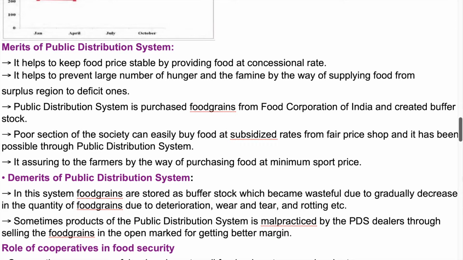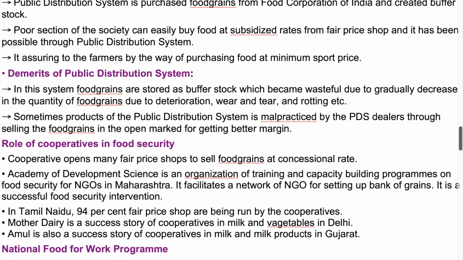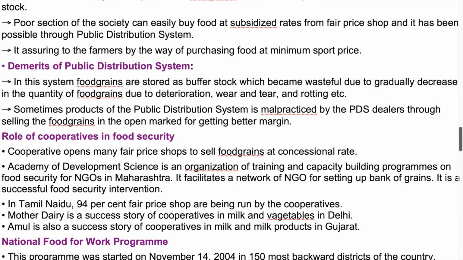Demerits of Public Distribution System. In this system, food grains are stored as buffer stock, which becomes wasteful due to a gradual decrease in the quantity of food grains due to deterioration, wear and tear, and rotting etc. Sometimes the products of the Public Distribution System are misused by the PDS dealers by selling the food grains in the open market for getting a better margin.